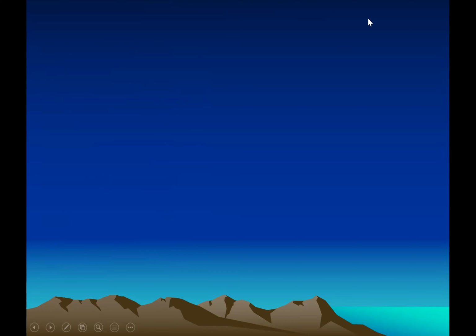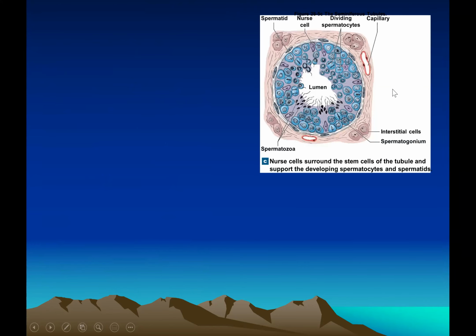So we'll see a cross section of the seminiferous tubules. It is very interesting. Here, this is one tubule that was cut. Just like any other structure you've studied in anatomy, the hollow cavity inside is called the lumen. And in the outside periphery are the stem cells, called spermatogonia. They are under the influence of several hormones. When they get the clue, they will undergo mitosis and then meiosis to make the sperm.